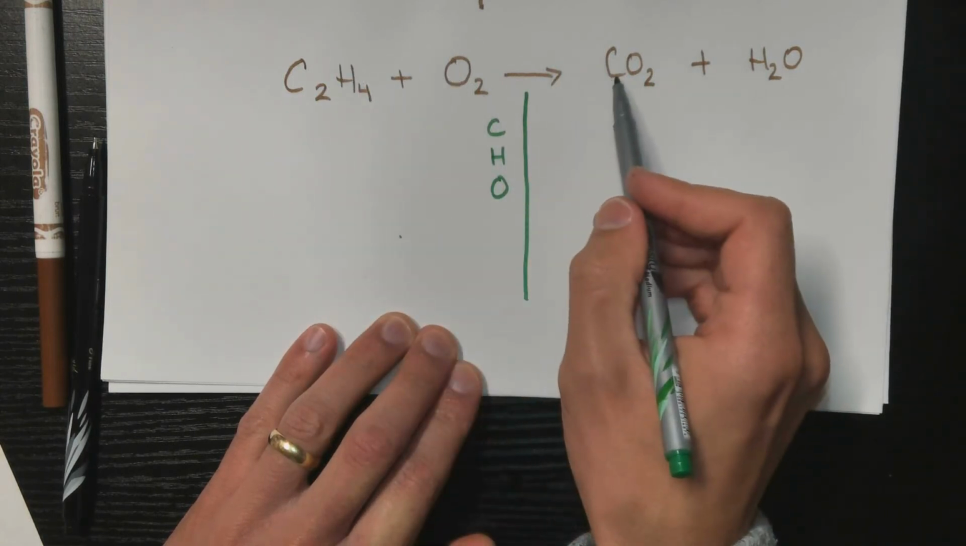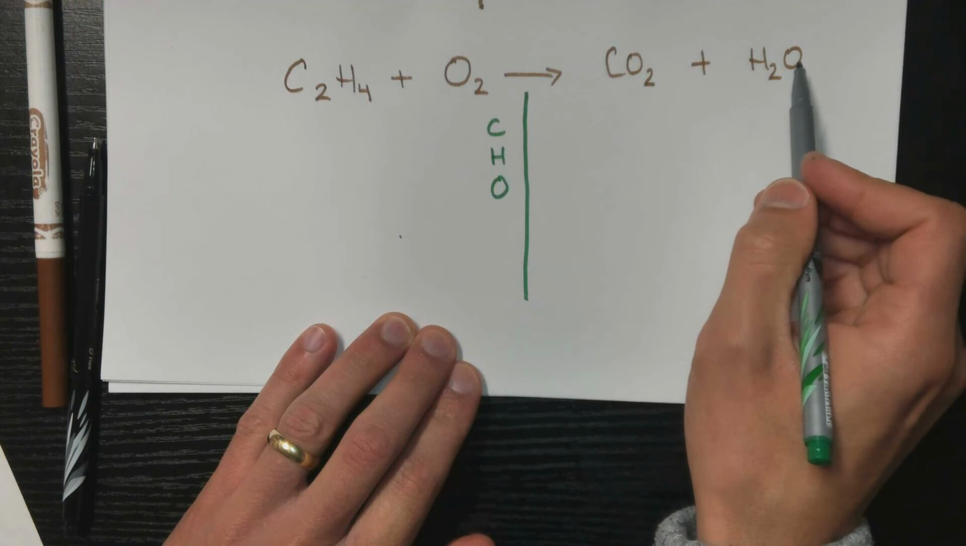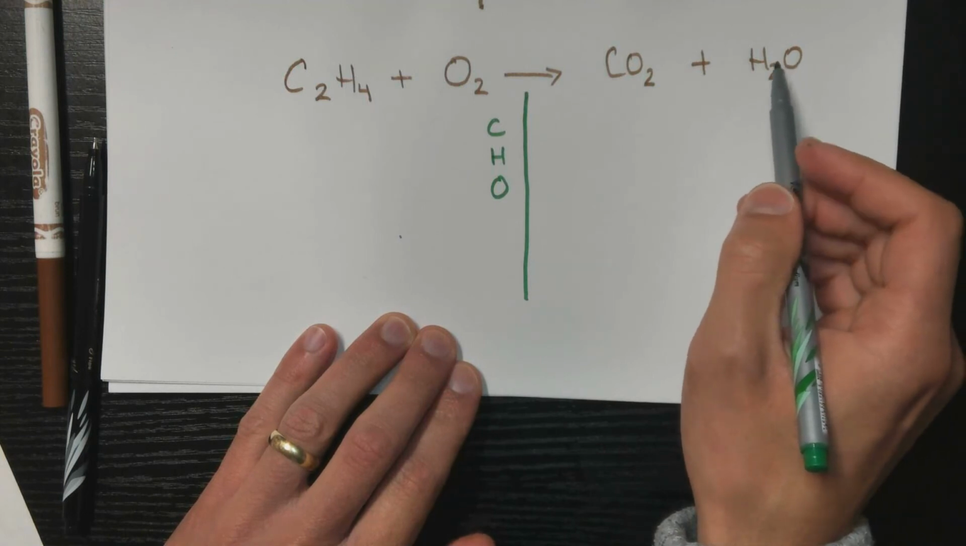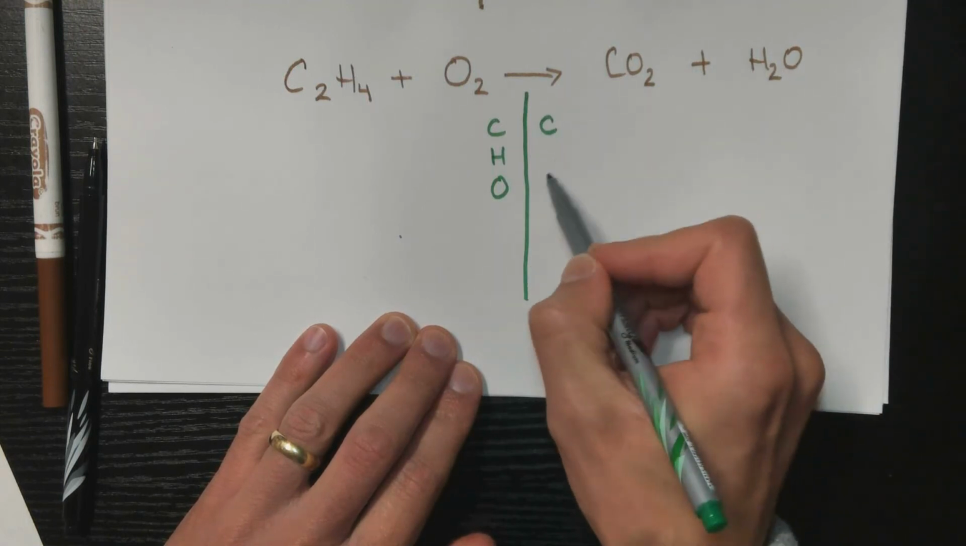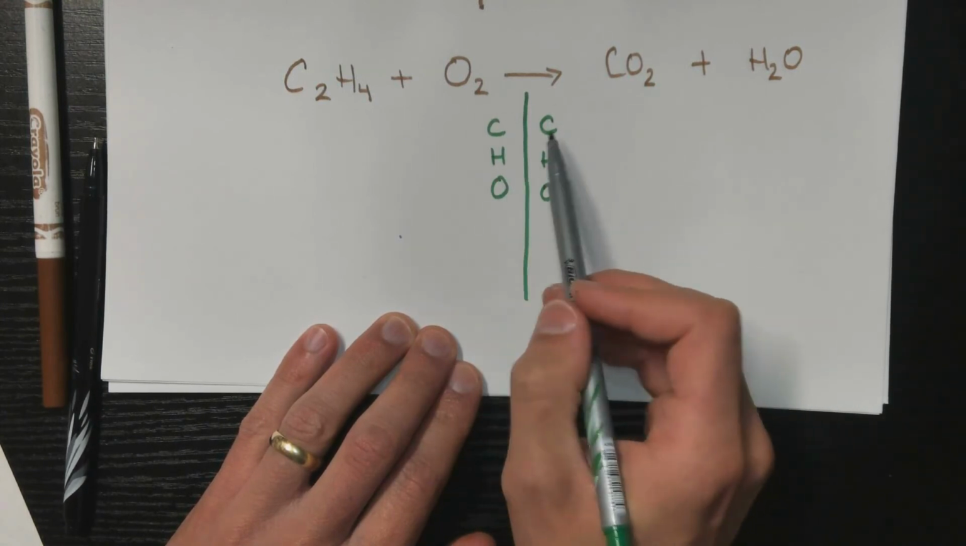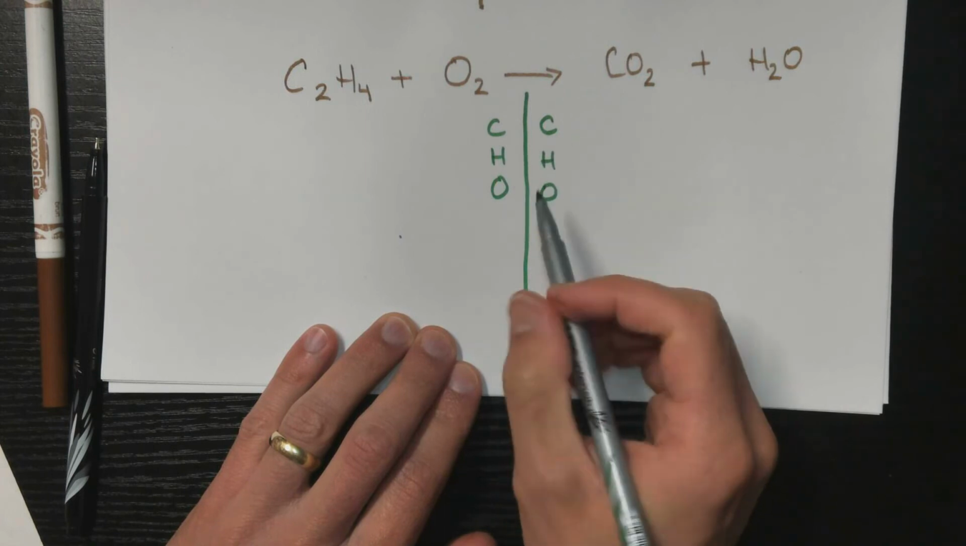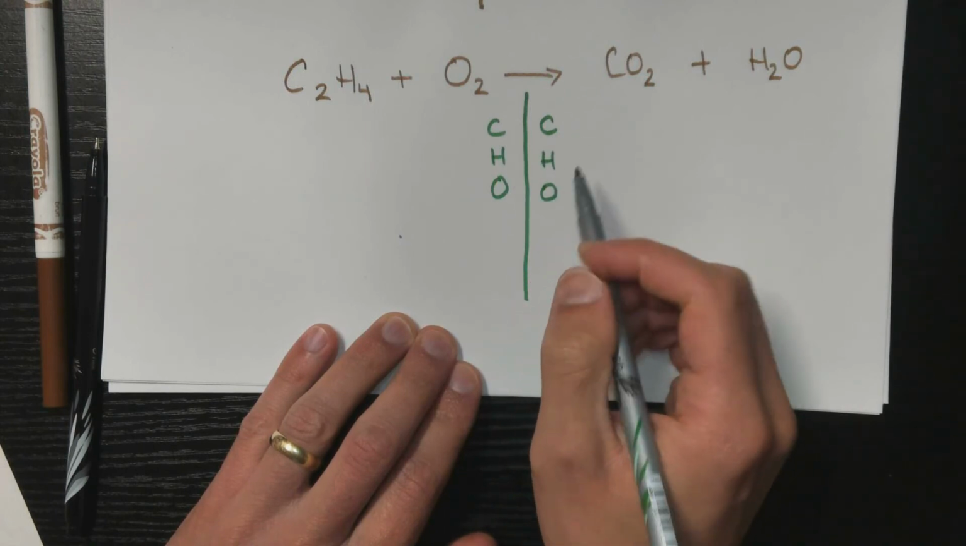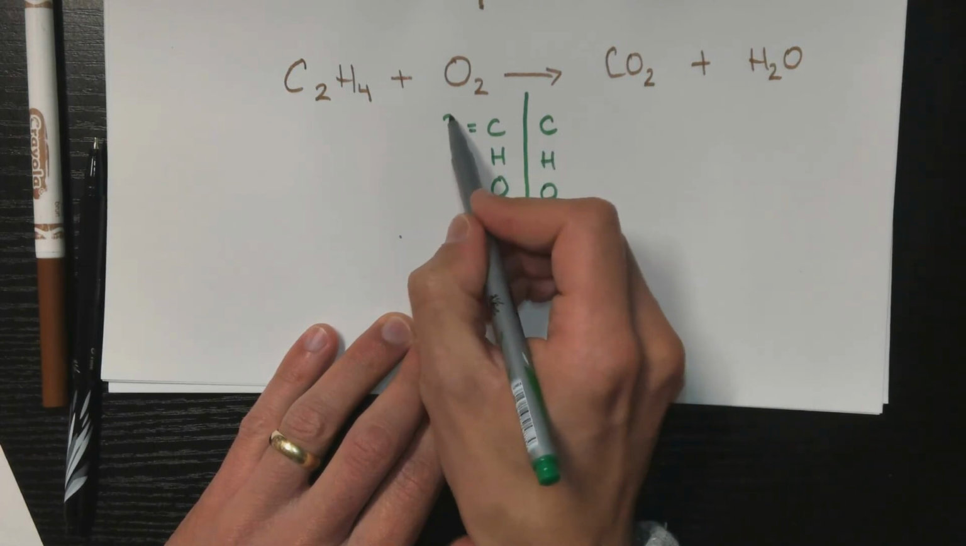Now you'll notice it goes carbon, oxygen, hydrogen, oxygen on the product side. But go in the same order that you did the reactants, because that way you can actually match them up, and it's far easier to balance it that way. Let's count.